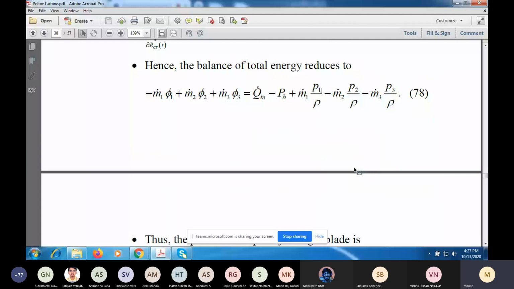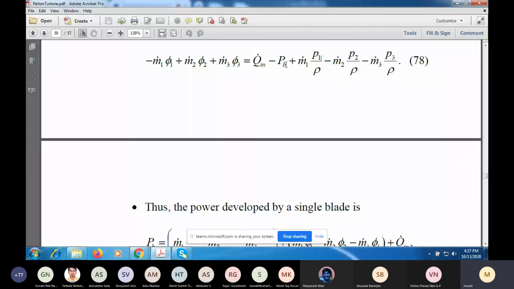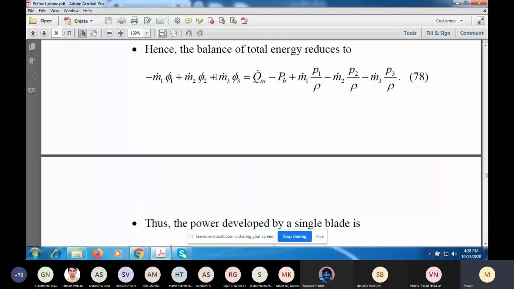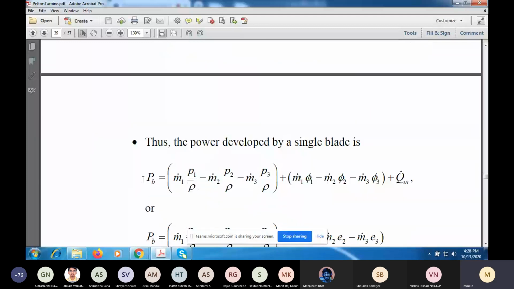Now we want the power developed by a blade, a single blade, which I am calling P subscript B. So rearrange this equation, move this term involving PB to the left-hand side, and throw all these three terms from the left-hand side to the right-hand side. After transposing, you have PB is this term, the flow work term. This group of terms in this parenthesis represents the net flow work done on the system.